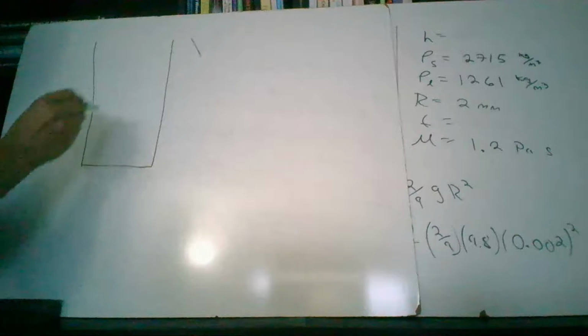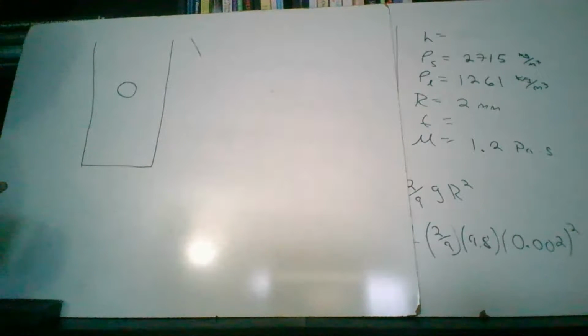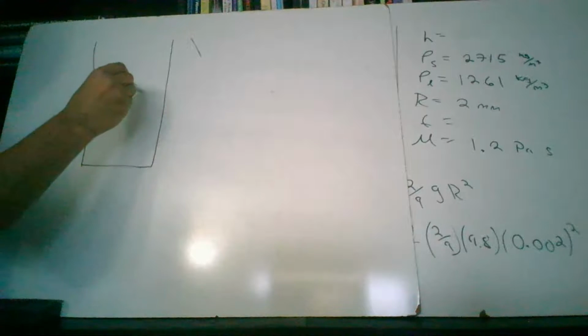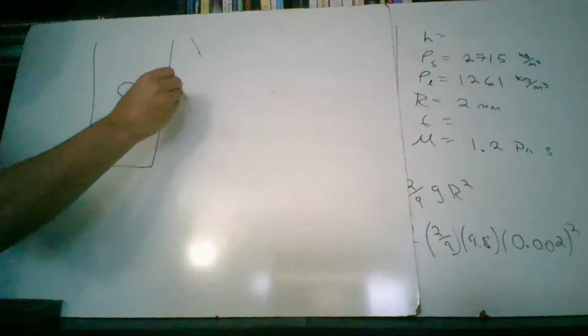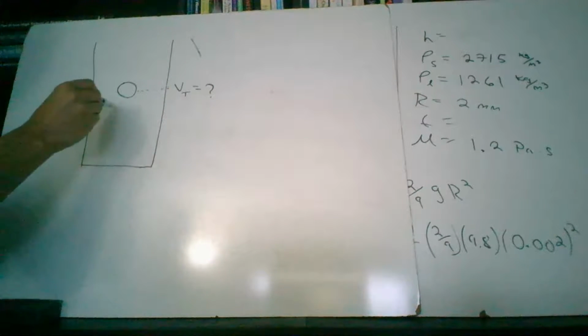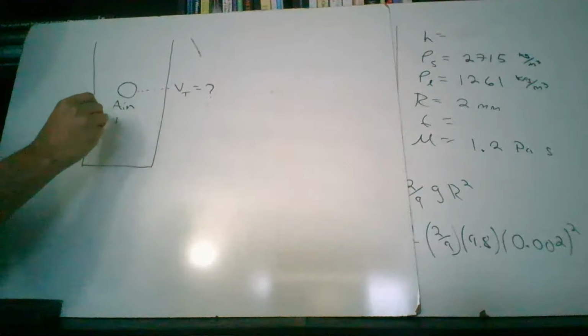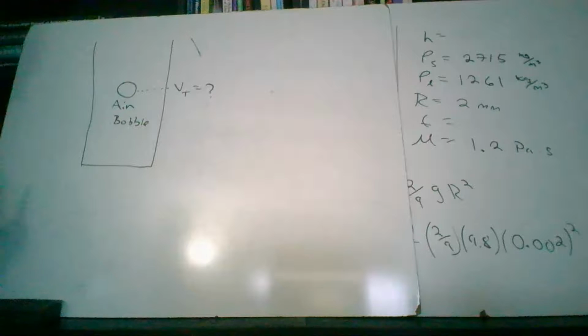And in the pool, we have an air bubble. So this is an empty pocket of air. And we want to know what the terminal speed is from this air bubble, and I'll call it air bubble. So what do we need to know to solve for this? Let's write down our givens here.